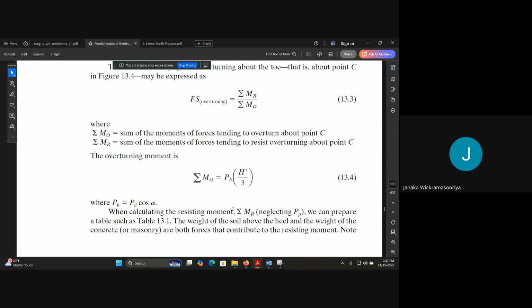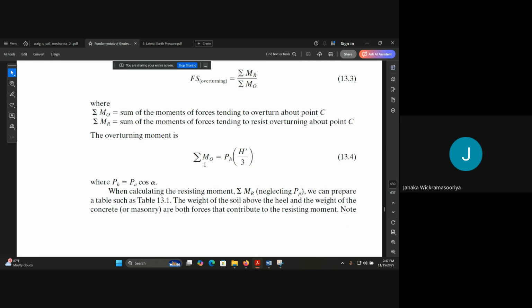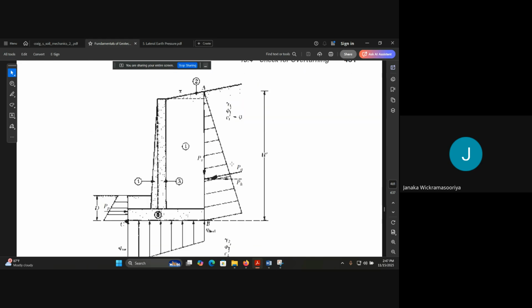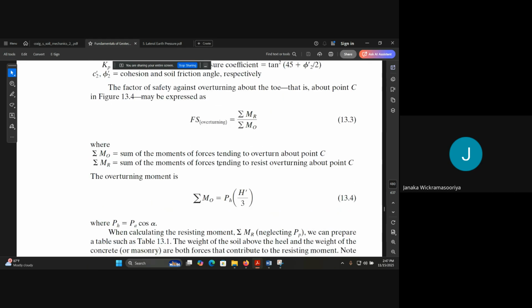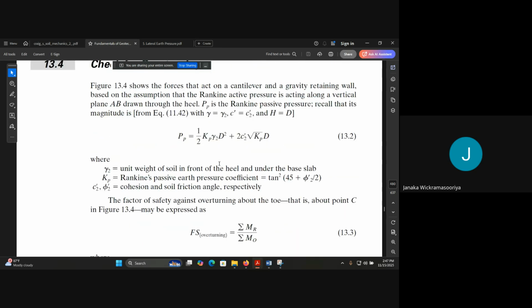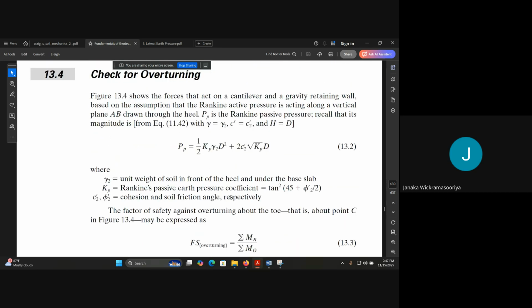So likewise, we have to analyze those things, and the overturning moment is due to the horizontal force, this one will overturn, right? Yes, I think the passive force, so you can write down anything that you need here.